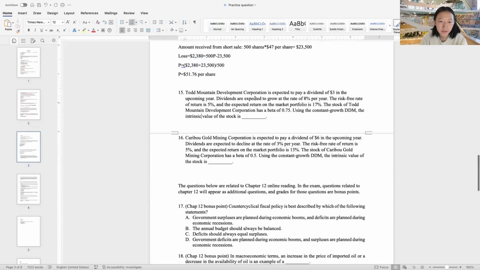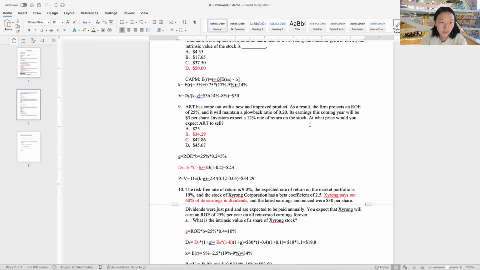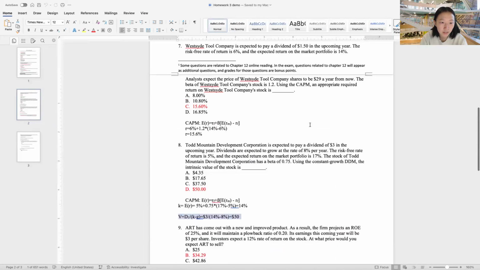Okay, moving down. This corporation is expected to pay a dividend of $3. So this is the future dividend in the coming year. Dividends are expected to grow at 8%. The risk-free rate of return is 5%. Expected return 7%. I think this question is exactly the question from homework 3.